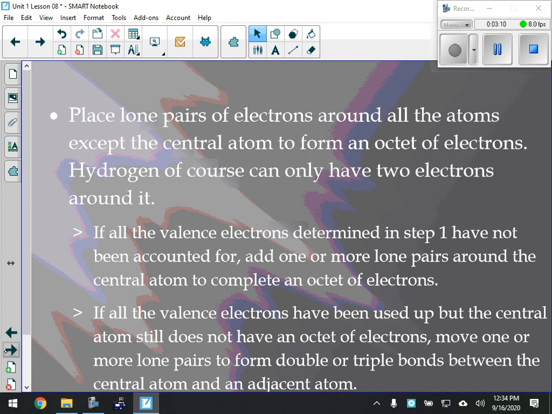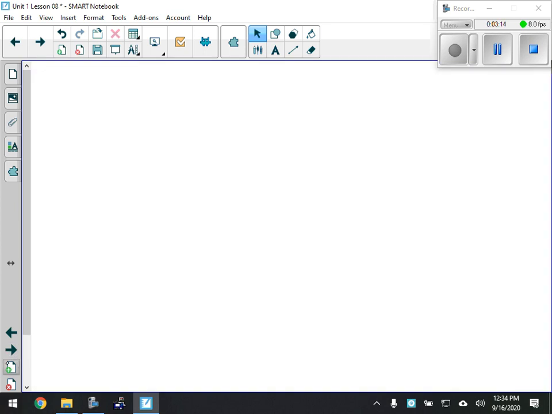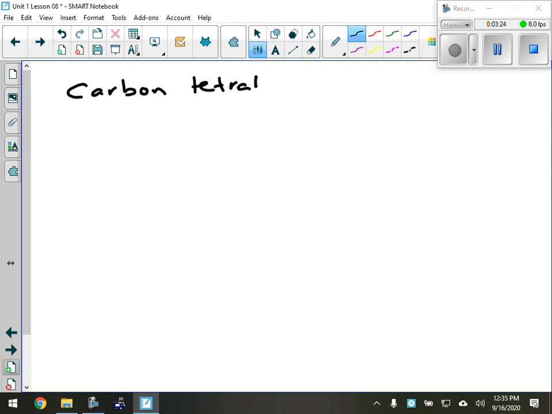So first example, you ready? Yes? All right, here we go. So I'm going to show you 2 different ways to do these, and I'm going to go through the rules as well and whatnot. But the first one we're going to look at is carbon tetrahydride.